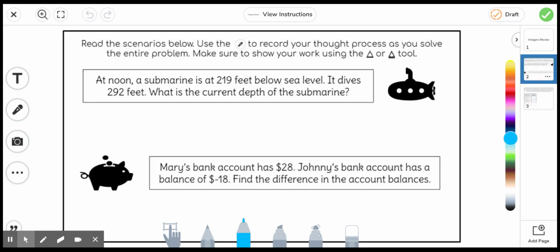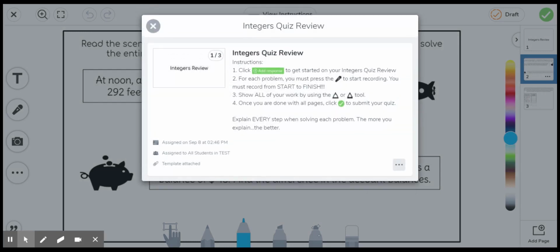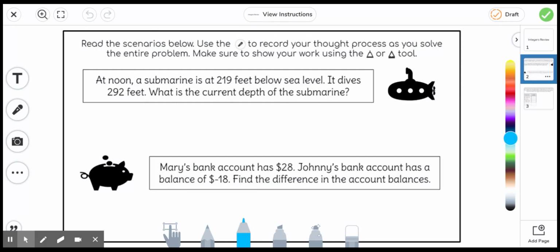You can view your instructions at any time by clicking here where it says view instructions. And so let's just go over those instructions. For number 1, it says to click add response to get started. Number 2 says for each microphone, you must press the mic to start recording, and you must record from start to finish. Don't forget that part. Number 3, show all of your work by using the pen or pencil tool. Once you are done with all pages, click the check to submit your quiz. So remember to explain every step when solving each problem. The more you explain, the better. So let's go ahead and get started.